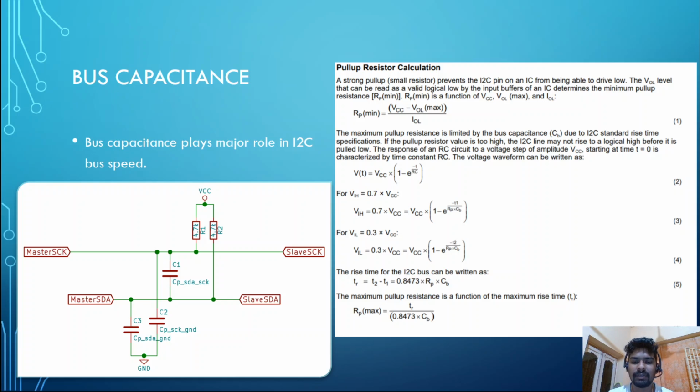If you calculate the maximum value of the pull-up resistor, it will be equal to the rise time divided by 0.8473 times the bus capacitance. So if the bus capacitance is more, then the maximum pull-up value will be lesser. Since it is an RC network, the rise time is proportional to R and C. So if C is higher, definitely the rise time will be higher, and the bus will take more time to reach logic high, and hence the bus cannot be operated at higher speeds.